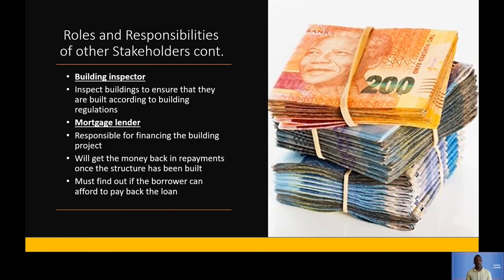He must find out if the borrower can afford to pay back the loan. Well, that happens in the beginning. He assesses the client's plan to build a mall. Will you be able to pay back that money? Let's see, what are you planning to do with the mall? I'll put in shops. I'll charge them this much. So based on that, you'll be able to pay back the money, so we give you the loan. That's what a mortgage lender does and is responsible for.